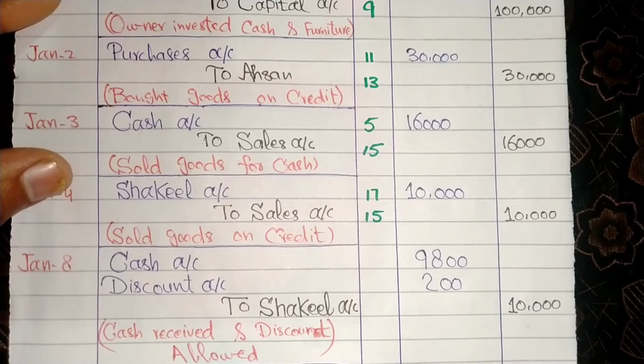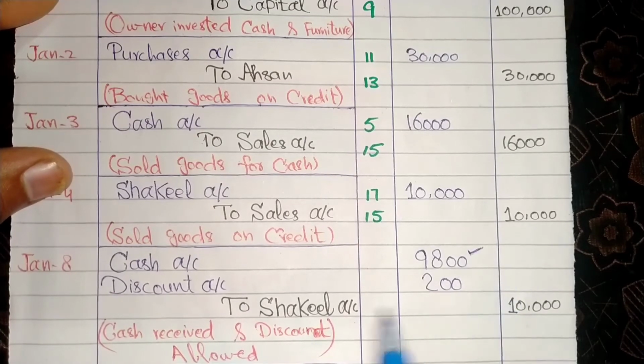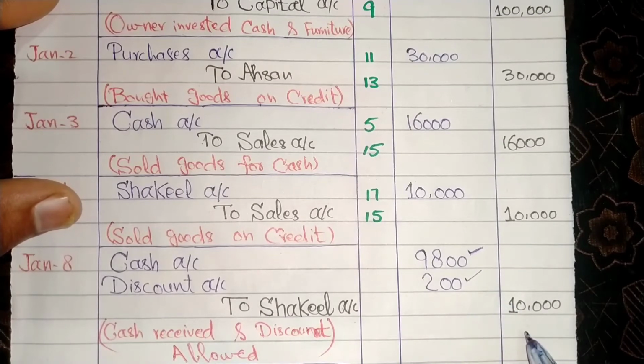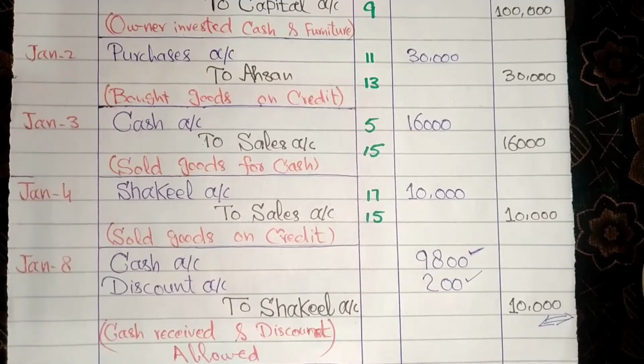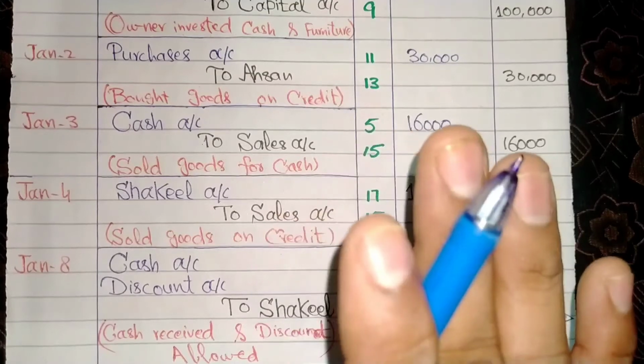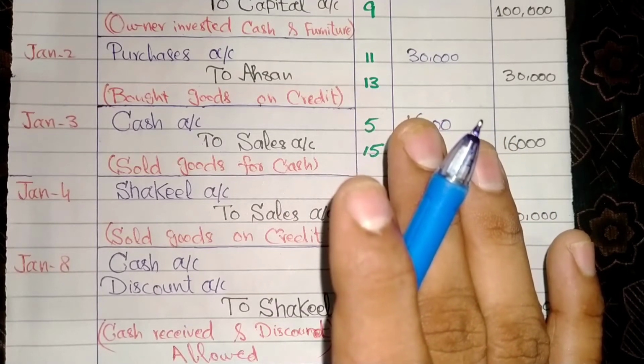So cash received and discount allowed. The cash account is debited with the actual received amount, which is 9,800 rupees. Discount allowed by the business is 200 rupees, and the total amount of this account was 10,000 rupees. After understanding the entries of all transactions of this illustration in the journal account, now we will move toward our intended or parent topic, which is the ledger account.